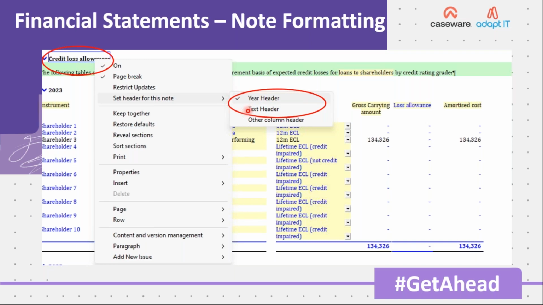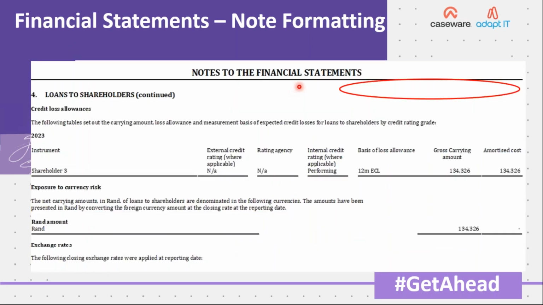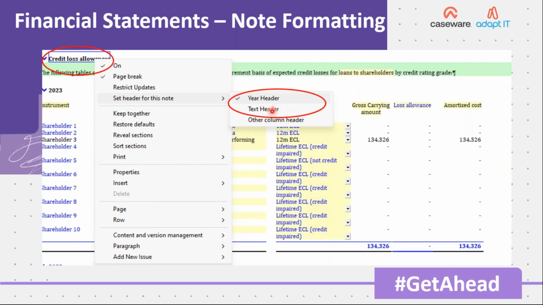And when you select the text header option, remember we are in editing mode. If you print preview now, you'll see, we'll do that together, your year headings on the top will disappear. The same principle will apply. If you want the year headings to appear and it's not appearing, you right click and then you select, instead of text, you will select the year. So let's do that together. Let's select the text header instead of your year header for your credit losses allowance.